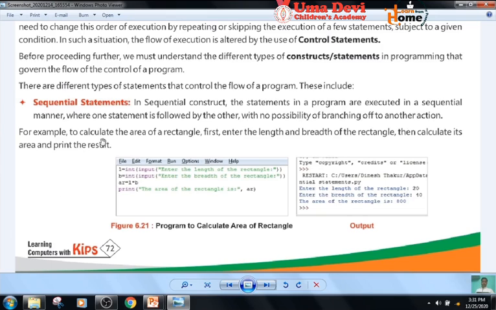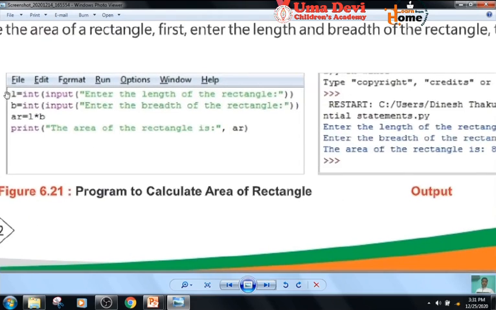For example, to calculate the area of a rectangle, first enter the length and breadth of the rectangle, then calculate its area and print the result. Simple. You can look at here. Firstly, they have given the length, then breadth, then area is equal to length and breadth. Three variables they have given, and they have just written the input. Then they have given the integer values here, then they have printed the area.